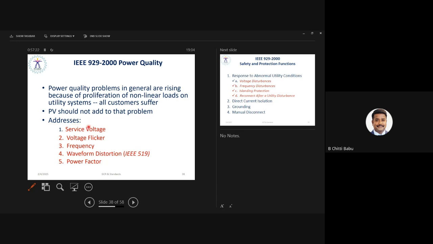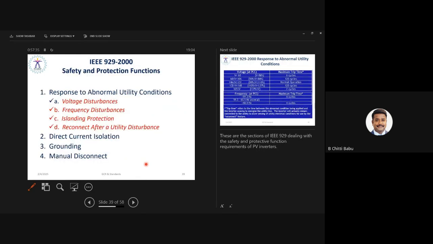For example, it addresses the service voltage flicker, the frequency, waveform disturbance, power factor, voltage sag, and different transients. These are all a part of the power quality. And of course, the safety and protection standard according to IEEE 929/2000 is responsible for abnormal utility conditions, maybe voltage disturbances and frequency disturbances, or islanding and reconnect after the utility disturbances. So these standards are well articulated in the safety and protection function.